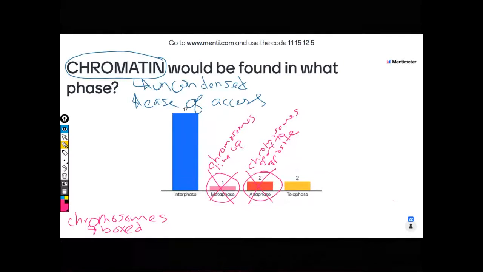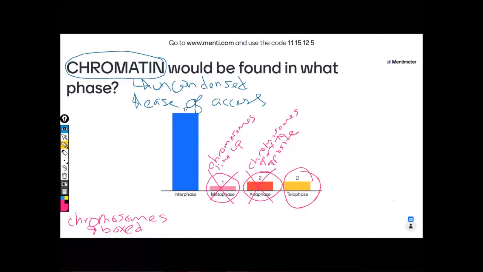Okay. Now let's take a peek at telophase. Is that part of mitosis? Yeah, right? What's happening in telophase? New cells are starting to form, right? But starting to is key here. So we still have 2 copies of our chromosomes in 1 cell.